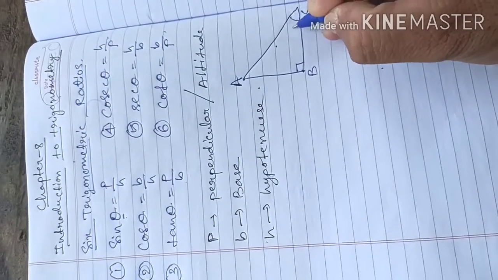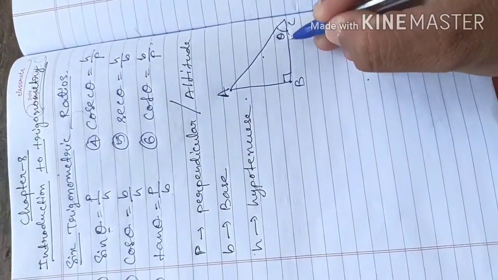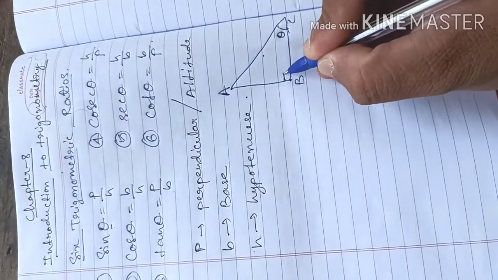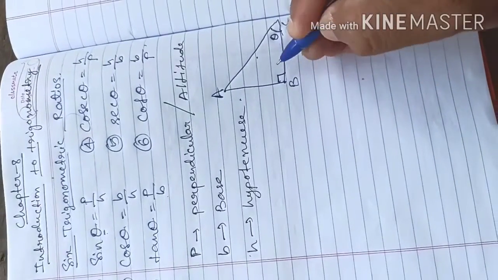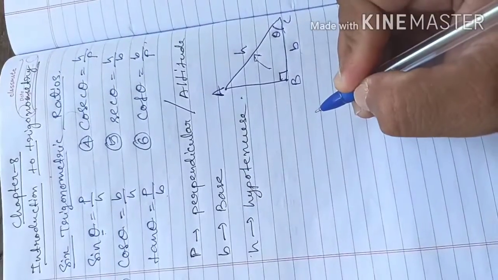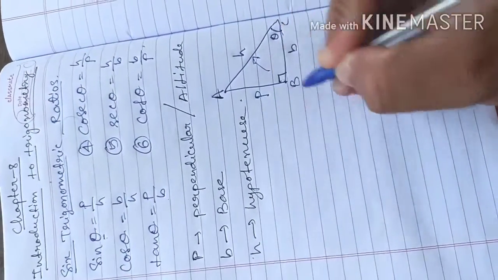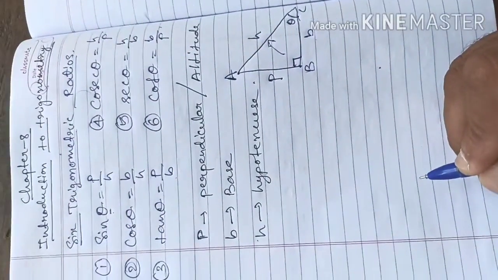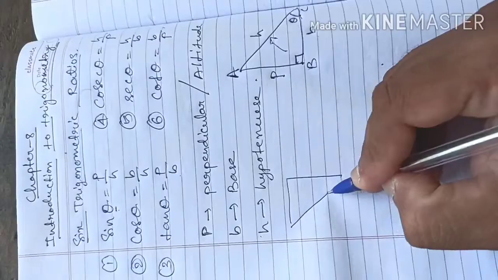But in this chapter especially you have to identify P, B, H because this theta will be indicating an angle. Suppose this is theta, so the line which contains two angles, this is 90 degrees, this is theta, it will be taken as base. Opposite of 90 degrees is taken as hypotenuse and the third side will be the perpendicular. Are you getting it?